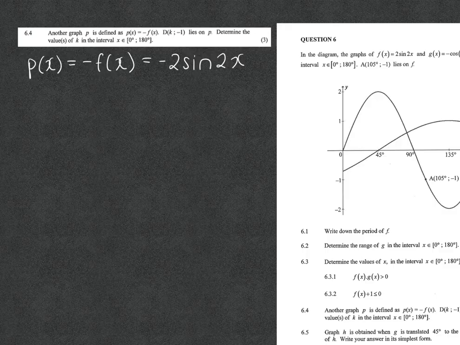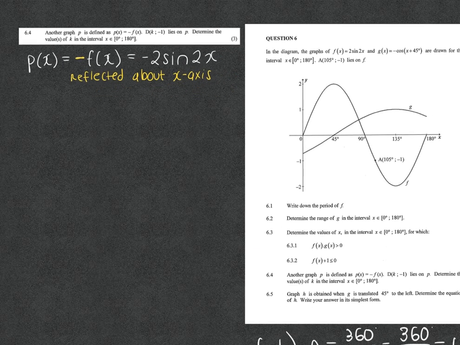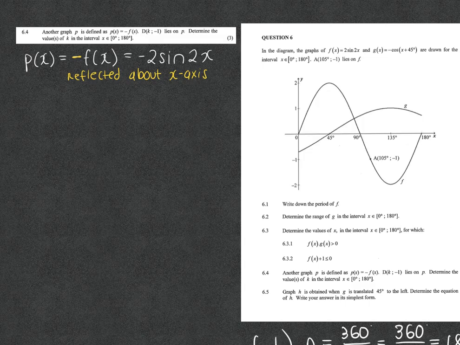When you times your whole graph by a negative, it means that you reflected it about the x-axis. So it means it's completely been flipped. When they're saying that D lies on K and minus 1, and we want to work out the values of K, I'm just going to redraw this graph as well so you guys can see the actual flip. Like I said, this is a very visual section. So let's see what the flip looks like.